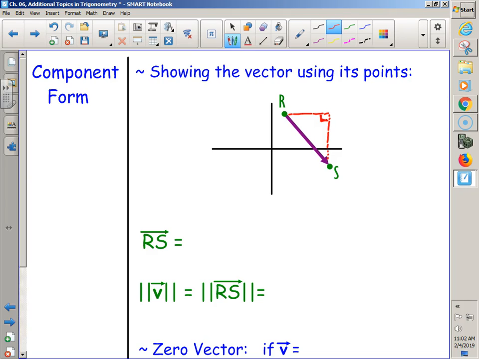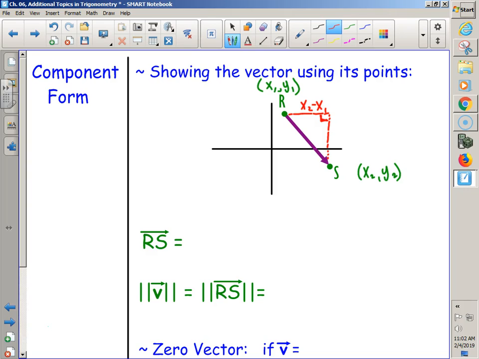What did you just see me do when I was looking at the 2 points, the beginning and the ending of a vector, when trying to find the horizontal and vertical difference or displacement? What did you see me do to figure out how far over? x2 minus x1. Good.